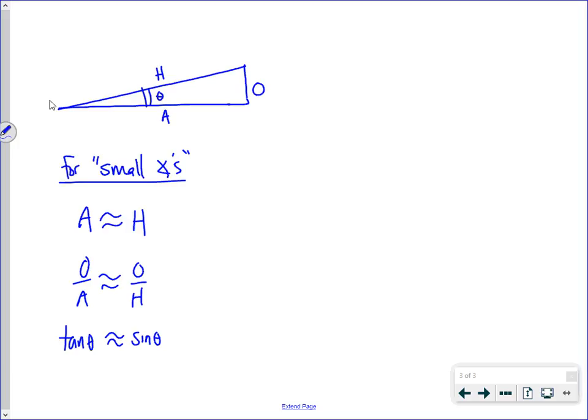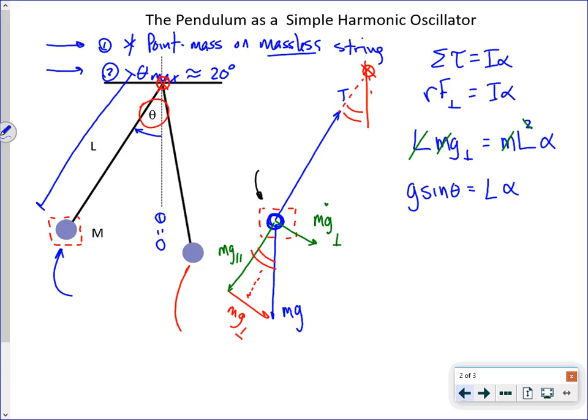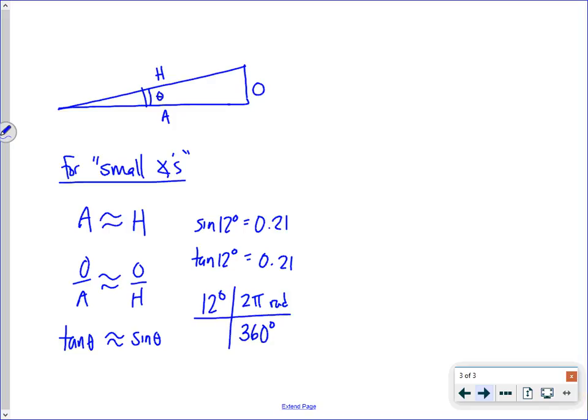That's pretty true. Look at the sine of 12 degrees: 0.21. Tangent of 12 degrees: 0.21. Oh, okay, that's good. Now, check this out. In 360 degrees, there are 2 pi radians. Notice that we want to talk about radians and radians per second squared. Well, guess what? 12 degrees, 12 times 2 pi divided by 360, is 0.21 radians.